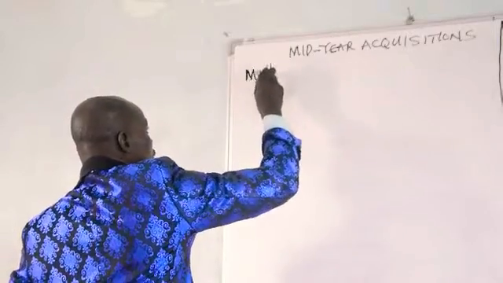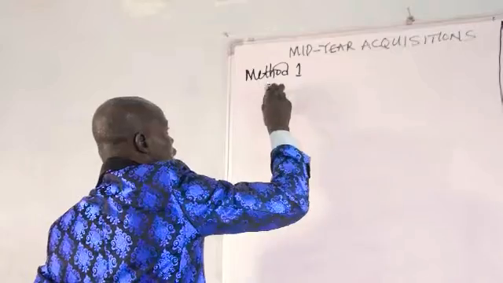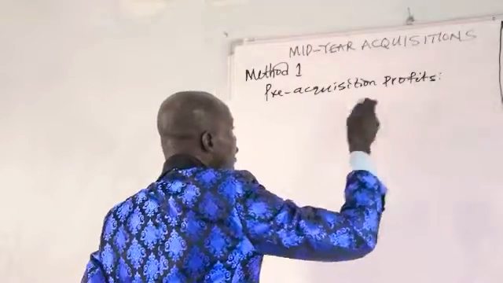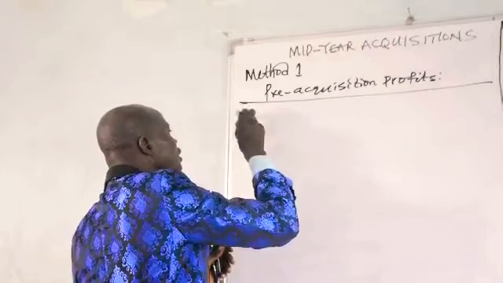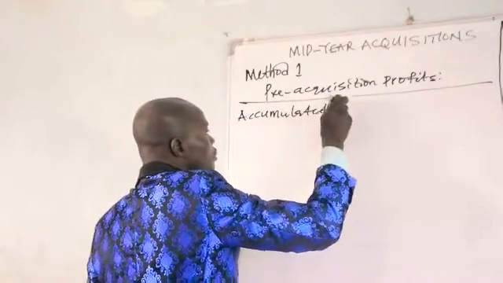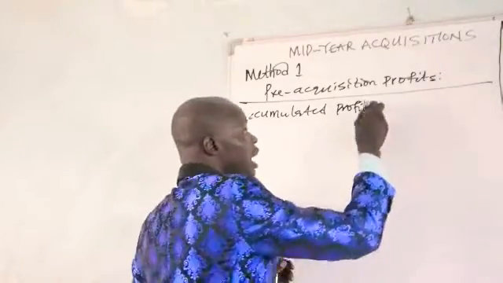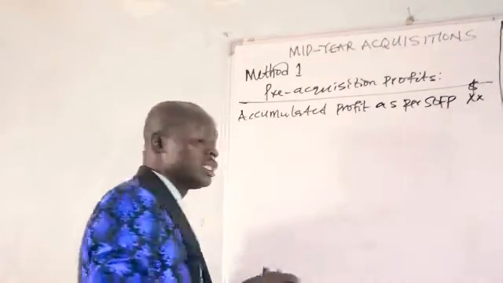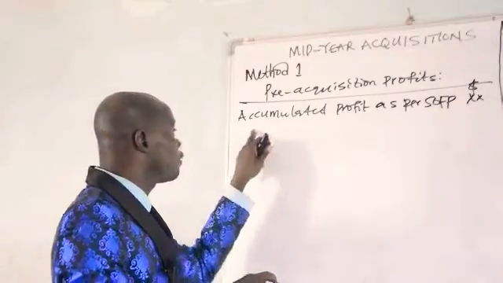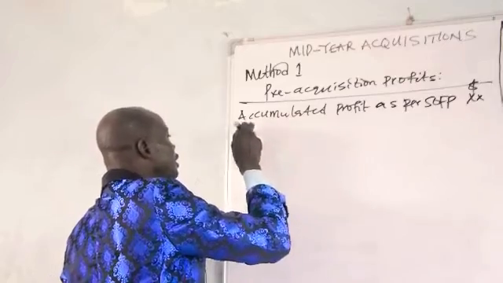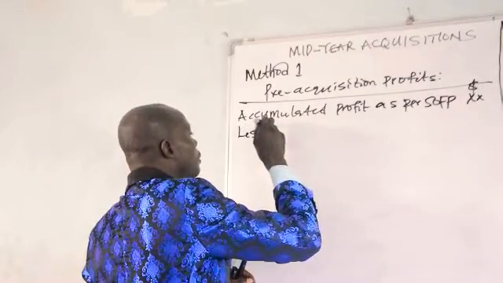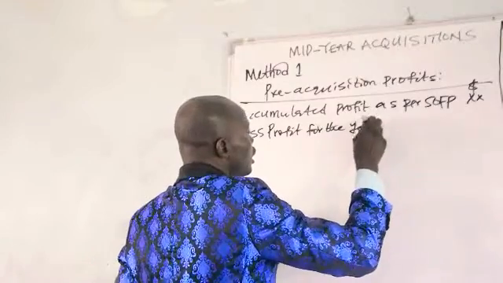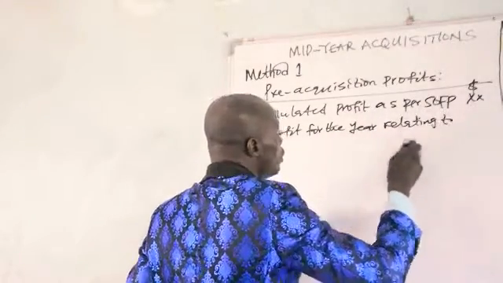Method 1. Pre-acquisition profits or pre-acquisition retained earnings. You have the accumulated profit as per the statement of financial position, less profit for the year relating to the post-acquisition period.